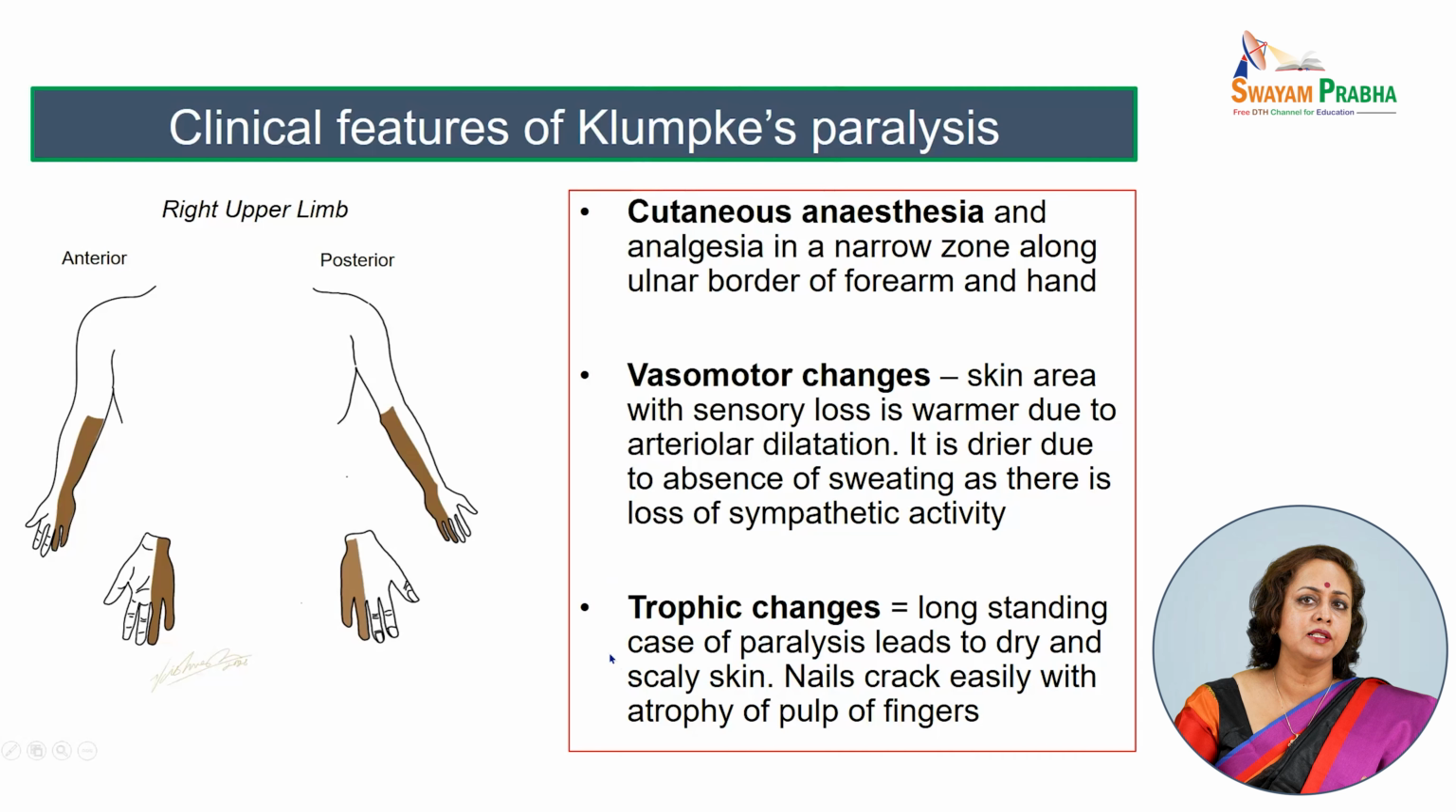Whereas the initial changes that you will get are the sensory losses, even the vasomotor changes, and of course the motor paralytic muscles, the true claw hand. These changes will be earlier, whereas trophic changes will always take a few months.